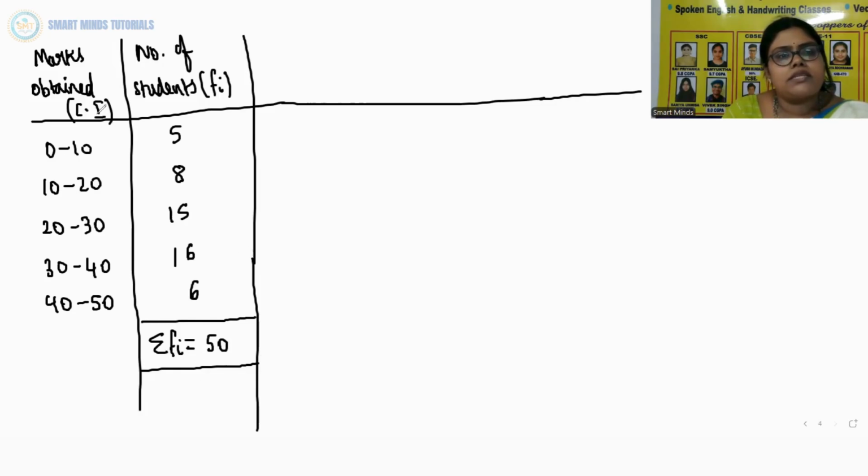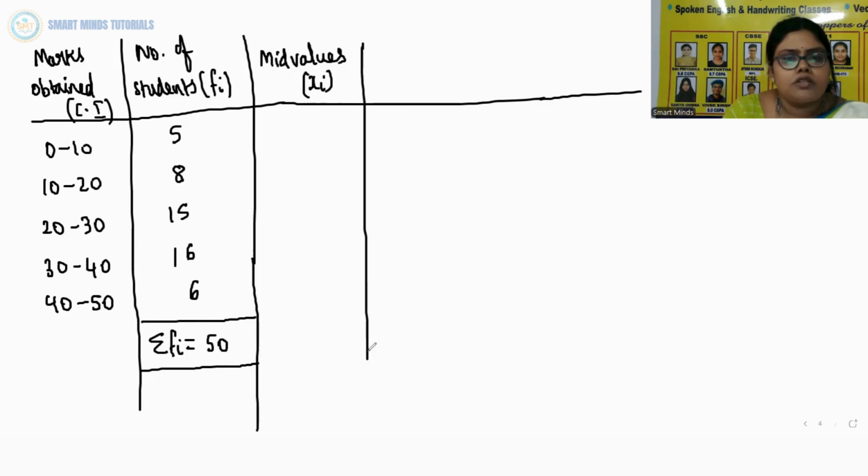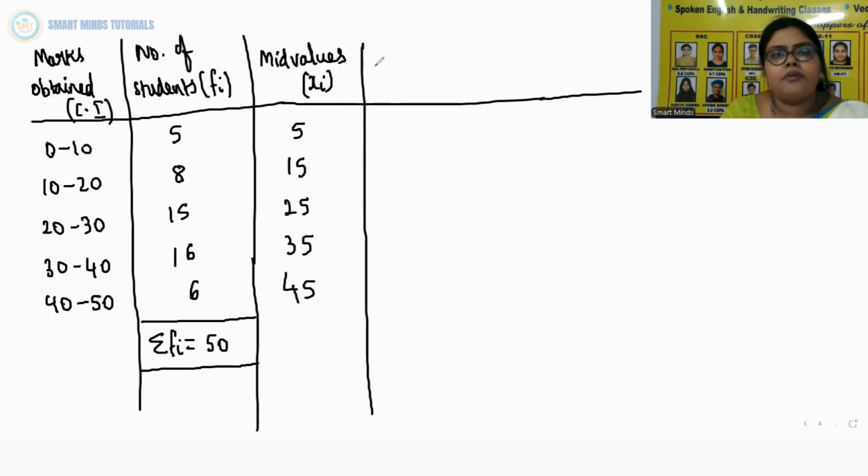Now, whenever class interval is given, you need to find out mid values. And mid values we denote by xi. So what is the mid value of 0 and 10? Mid value is 5. The same way, 10 and 20 mid value is 15. 20 and 30 mid value is 25. Then 35. Then 45. Now after mid values we need to find out deviation. di is xi minus a by h.